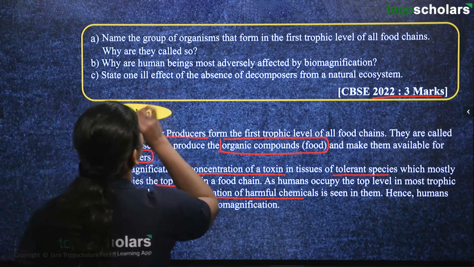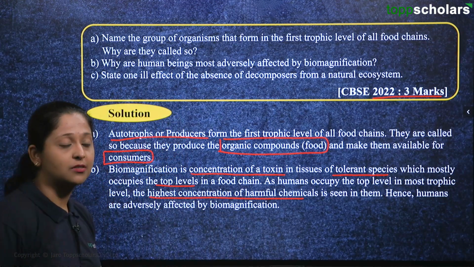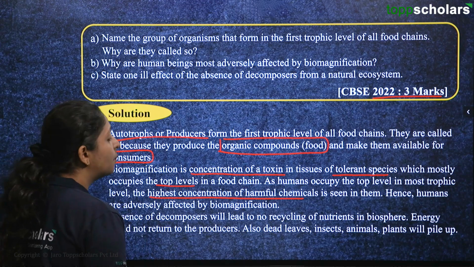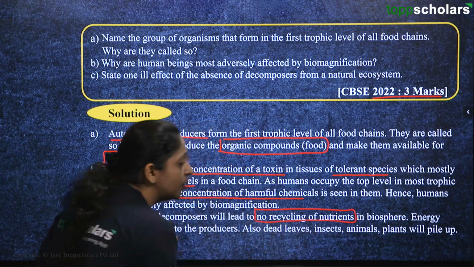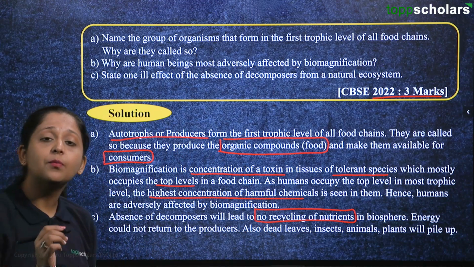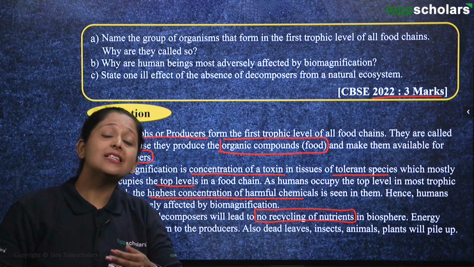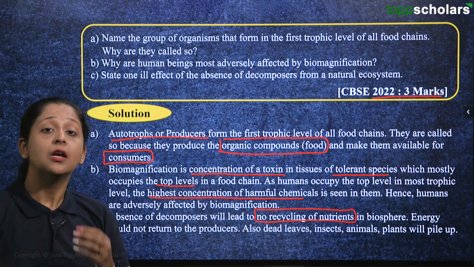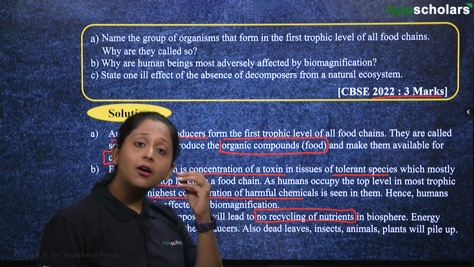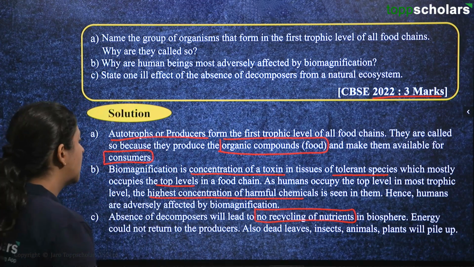Last is, state one ill effect of absence of decomposers. Absence of decomposers will lead to no recycling of nutrients. Very important point related to this. Decomposers help you to release some gases back into the environment. For example, carbon dioxide. The carbon dioxide cycle is a lot dependent on decomposers, right?